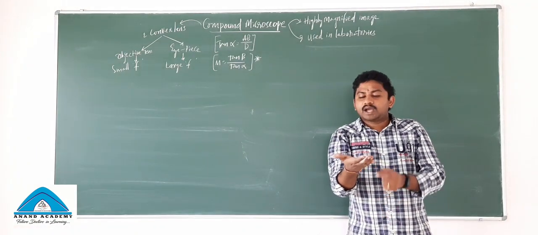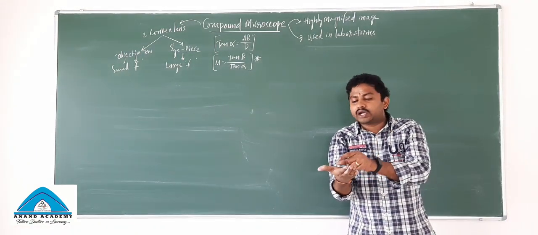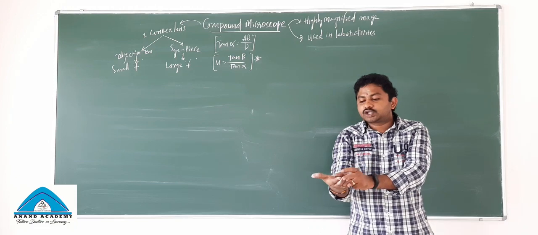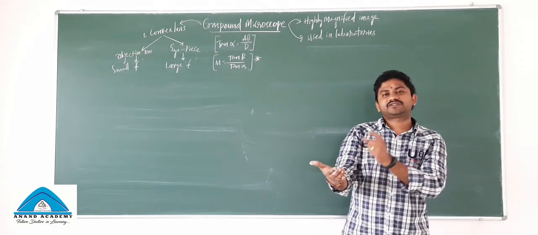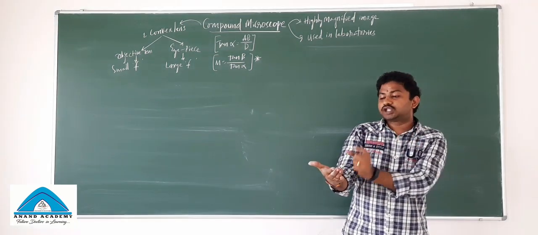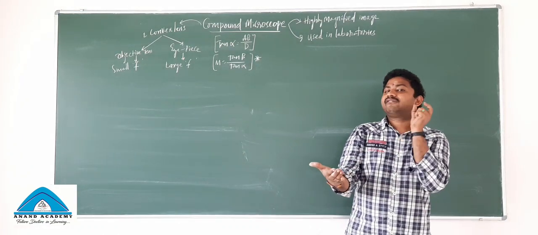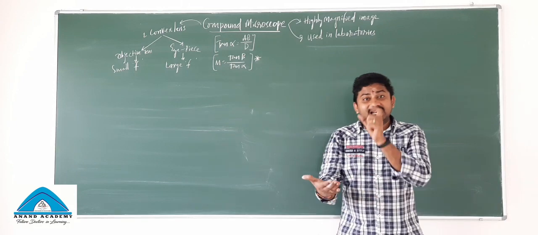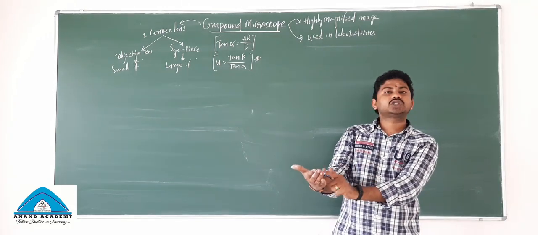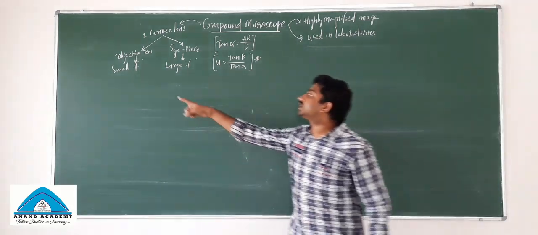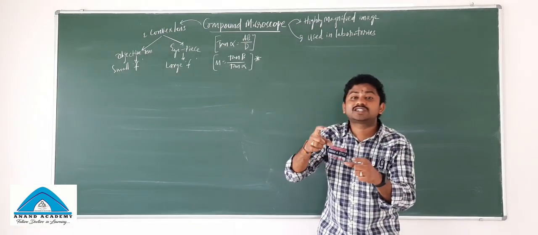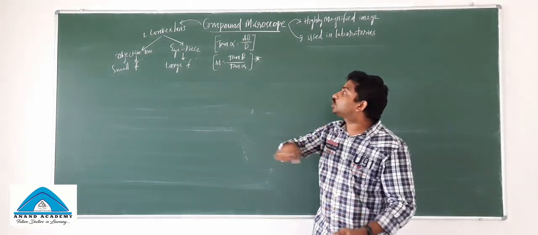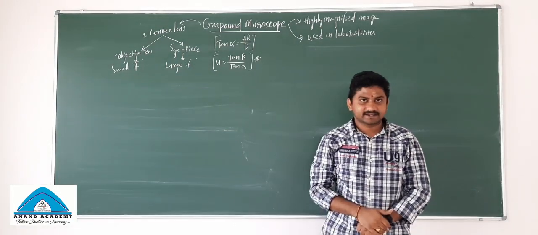Imagine you have kept an insect on a plate. You are observing through a tube kind of structure. For this tube, one end will have a lens, and the other end will also have another lens. The lens which is close to the object is called the objective lens. The lens which is close to our eye is called the eyepiece.